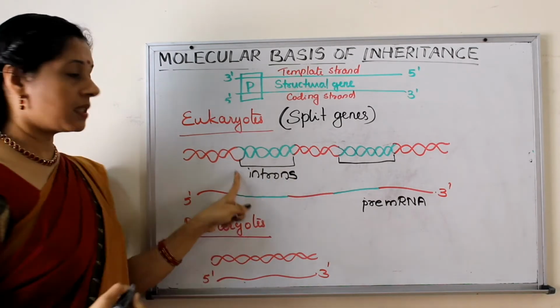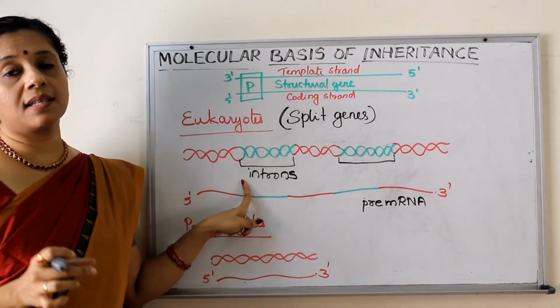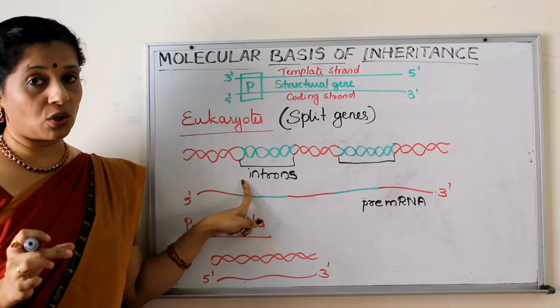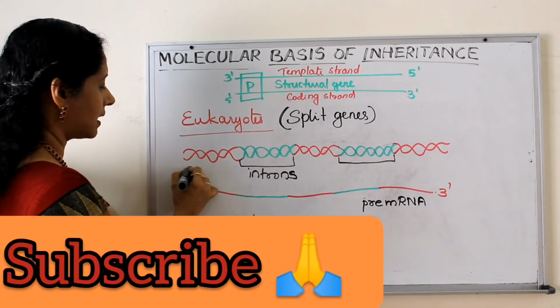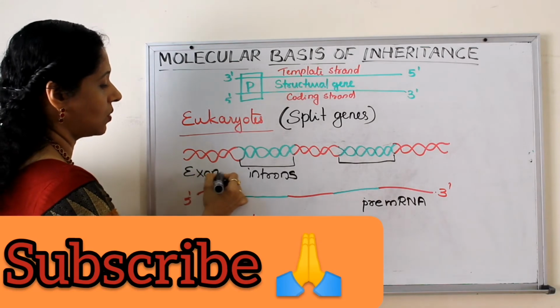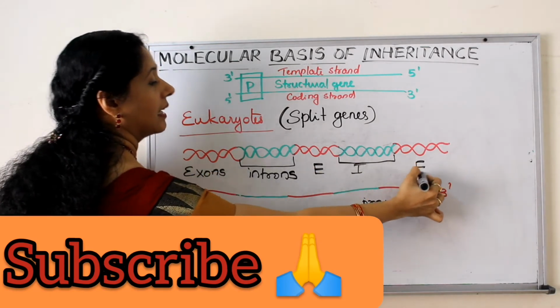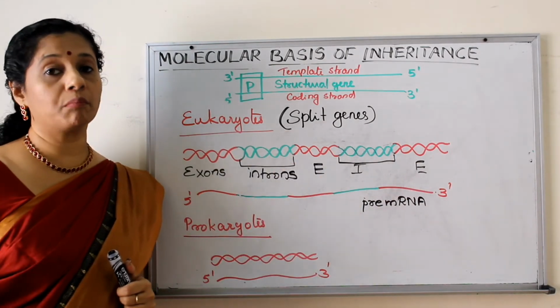So these sequences which come in between the coding sequences are called the introns. Intervening sequences are called the introns. They don't code for mRNA, whereas the red ones are called the exons. So here again exon, here intron, here again exon. So only exons have the ability to make a protein.